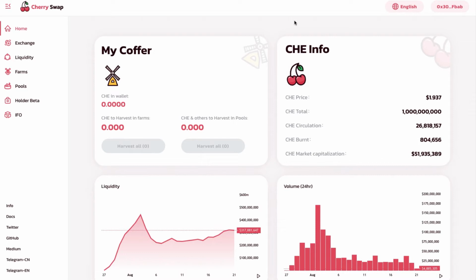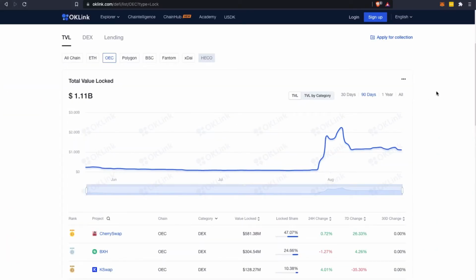So I will go to oklink.com, which has aggregated TVL values across different chains. This is one data aggregation tool that you can take a look at when you're looking across different chains. And right now we are looking at OKExChain with the total value locked currently at 1.11 billion.